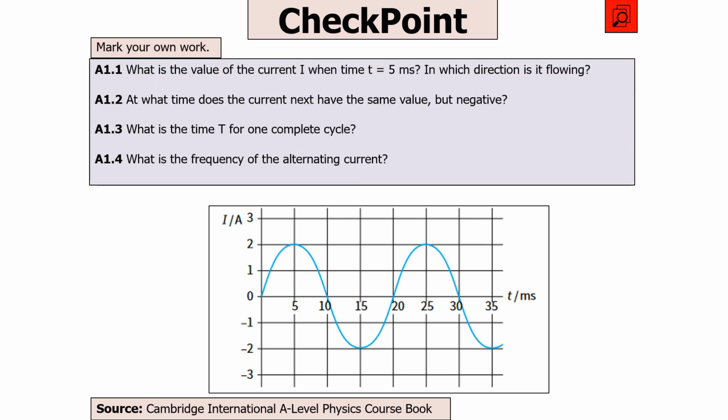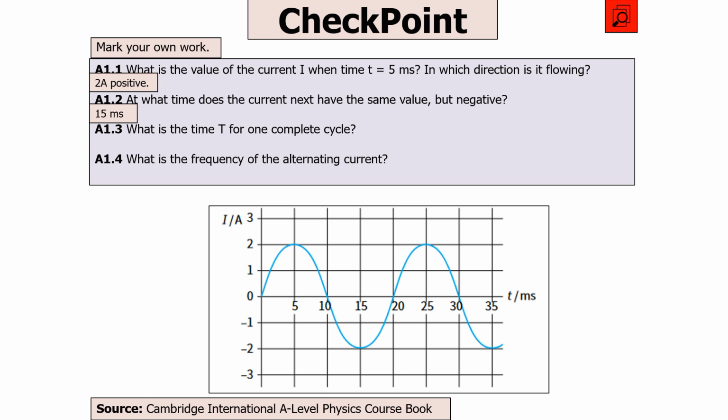Right, in this first one, for alternating current, we know that at 5 milliseconds you look on the graph and the value is going to be equal to 2 amps and it's a positive value, so it's moving in a positive direction. At what time will have the next value but negative? So look for -2 on the graph, so therefore it'll be at 15 milliseconds.